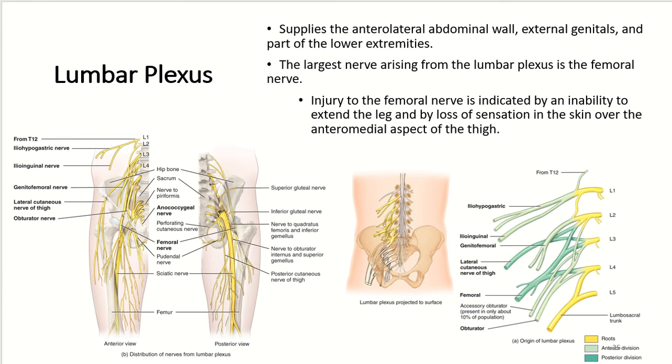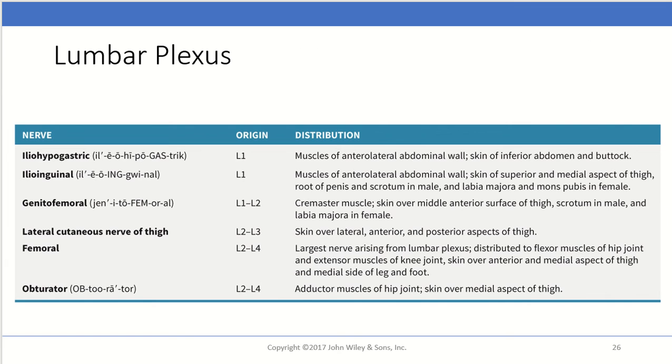Next, we have the lumbar plexus. This is going to supply the anterolateral abdominal wall, the external genitalia, and parts of the lower extremities. The largest nerve that arises from the lumbar plexus is the femoral nerve, and an injury to the femoral nerve is indicated by an inability to extend the legs or a loss of sensation in the skin over the anteromedial aspect of the thigh. So damage to some of these could be quite problematic sexually, especially for the men. Here we have a table highlighting the nerves of the lumbar plexus.